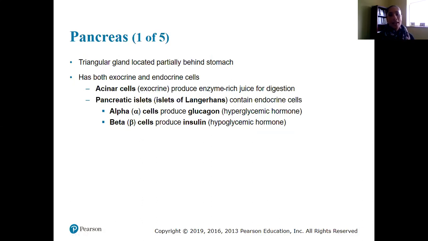So the pancreas has both exocrine and endocrine glands. The endocrine cells, or I should say cells, not glands, these cells are going to produce two types of hormones. Insulin, which most of us have heard of, is going to be produced by beta cells within the pancreas that are going to decrease blood glucose levels. Glucagon is going to be secreted by alpha cells in the pancreas that are going to increase blood glucose levels.